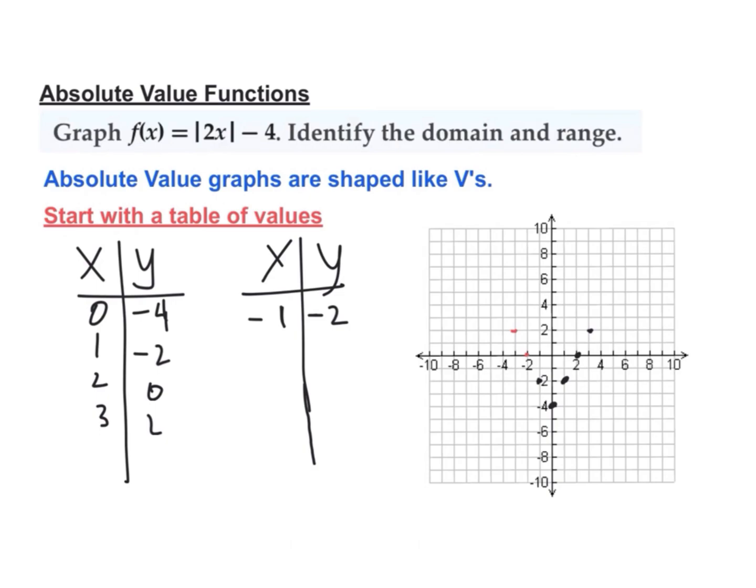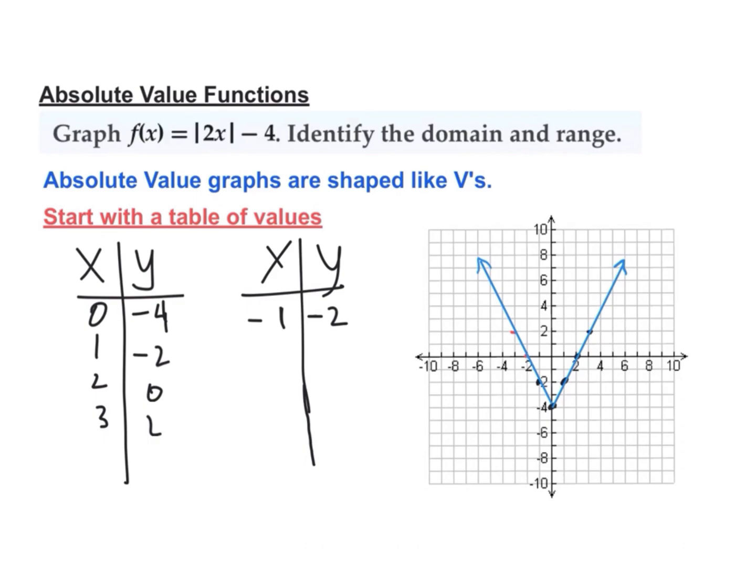So that's when I said at the very beginning, you're going to want to know how many points do you need, and my answer is enough. Enough so that you can see the shape. Okay, now we can see the shape, we have to connect the points, right? And that connection is going to look something like that. Point of emphasis. Make sure you have the arrowheads pointing up, or down if it's a downward facing V.